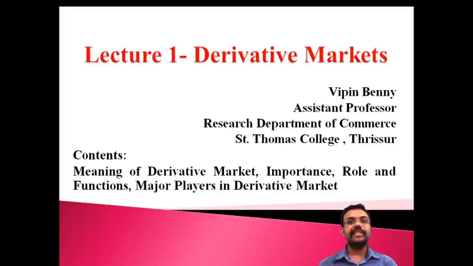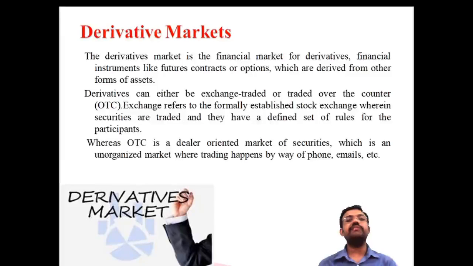In the last lecture we discussed the term derivative. A derivative is a financial instrument whose value depends upon the value of an underlying asset. And we are now discussing what the derivative market is. The derivative market is a financial market for derivatives. That means where derivative transactions take place, that means future, option, and forward transactions. This market is known as the derivative market.